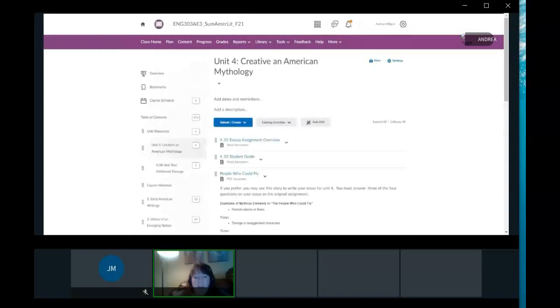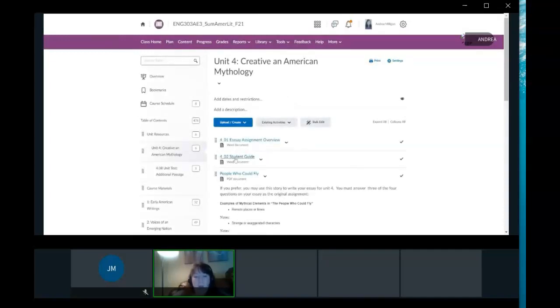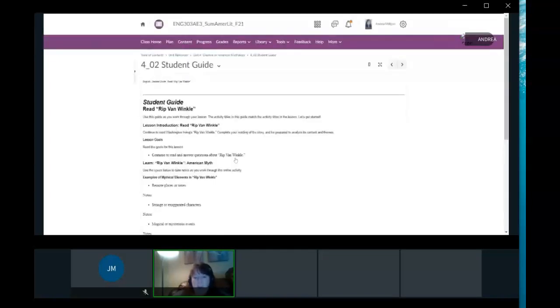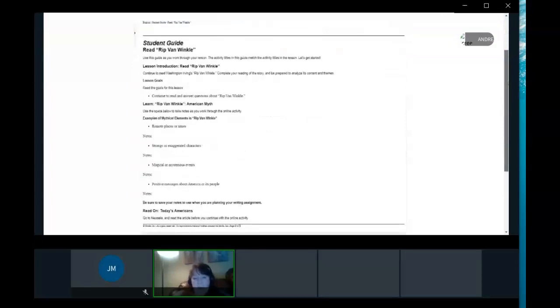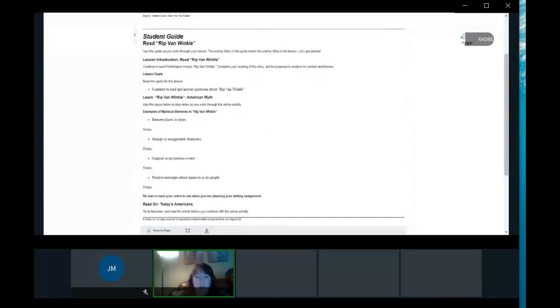Okay, this is the student guide. This will help you gather your thoughts. Okay, so what you can do is you can download this and you can just print it out, right? Or whatever's easier for you. So what you're going to do is you're going to use the space below to write notes or examples. So for example, these are the elements that make up an American mythology, right? So you're going to read Rip Van Winkle and you're going to find examples from the text of remote places or times.